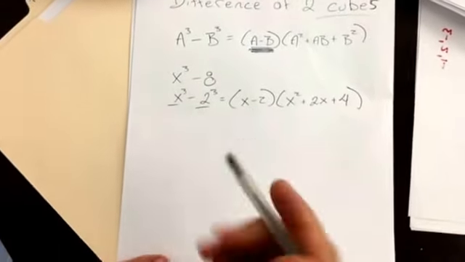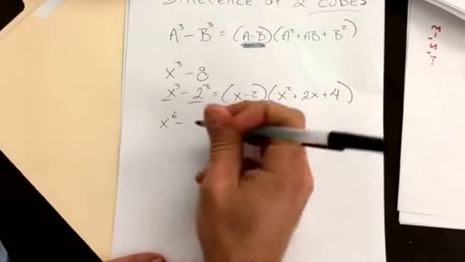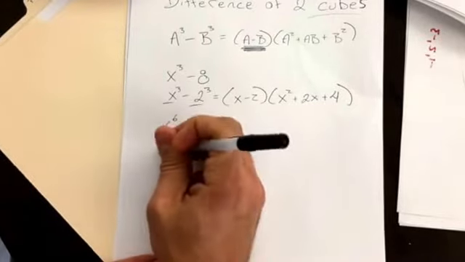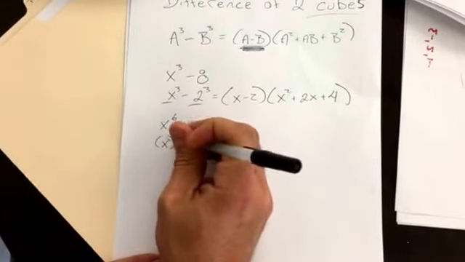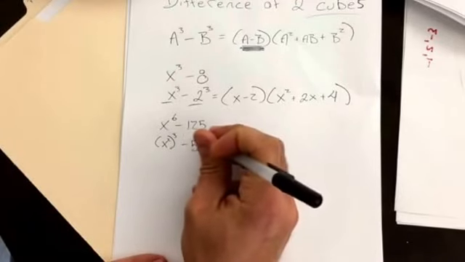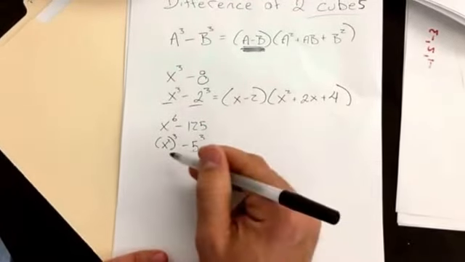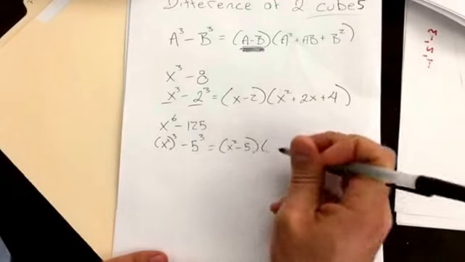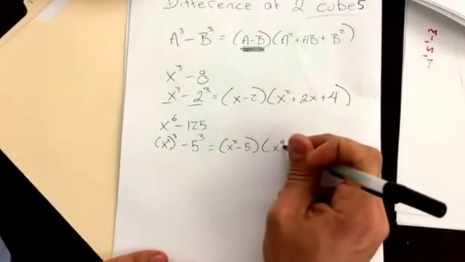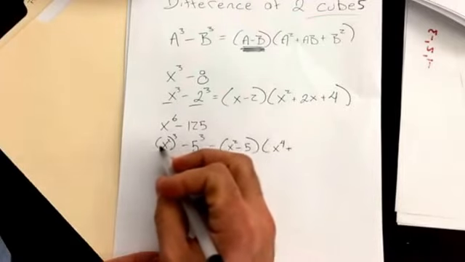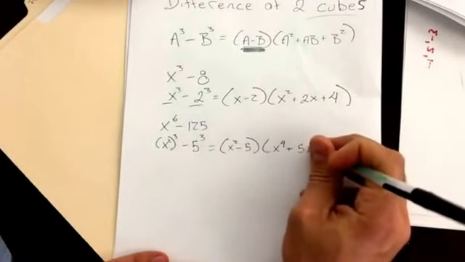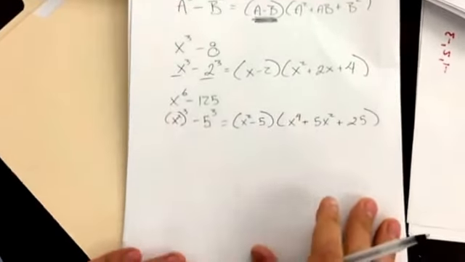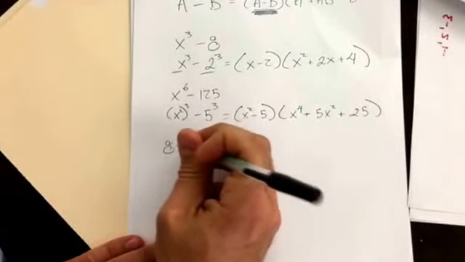And I'm done. Now sometimes it's a little bit more complicated, and it'll say something like this. So x to the 6. X to the 6 I have to turn into x squared to the power of 3. 125 is 5 to the power of 3. So on this one, my a is x squared. So it's going to be x squared minus, and my b is 5. X squared times x squared is x to the 4th, plus b times a is going to be 5x squared, plus 5 squared is going to be 25. And I'm done.